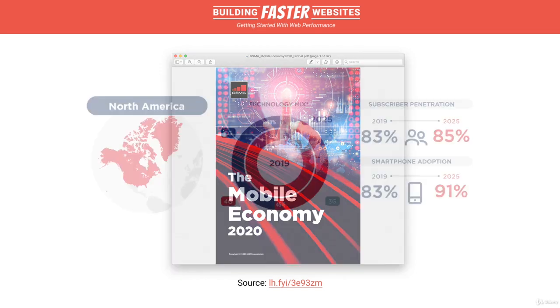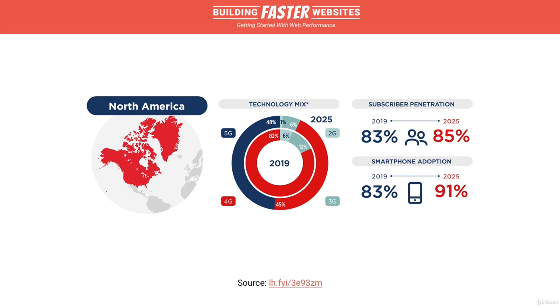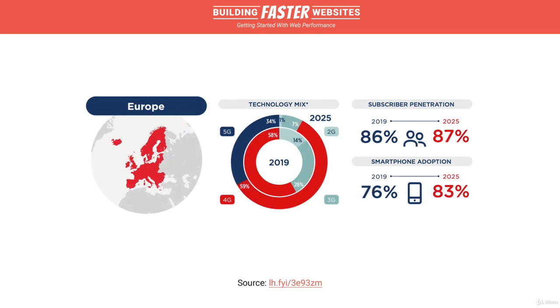For example, in 2019, in North America, 4G accounted for 82% of all mobile connections, with 3G at 12% and 2G at 6%. Europe generally follows the same pattern, but with less 4G penetration at 58%. 3G is at 28% here, and 2G connections accounted for 14%. In other regions though, 4G is less dominant.